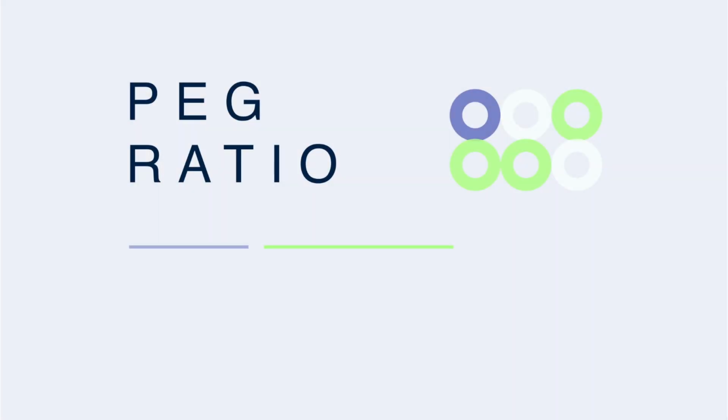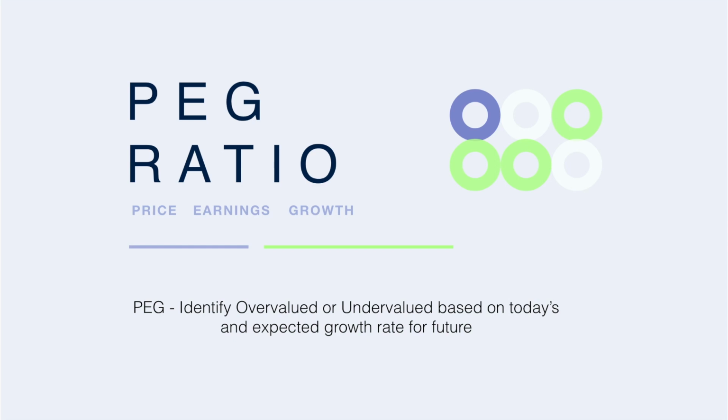Going to discuss the PEG ratio, that is, the price/earnings to growth ratio. The PEG ratio is used to identify whether a stock's price is overvalued or undervalued based on both today's earnings and the expected growth rate for the company in the future.